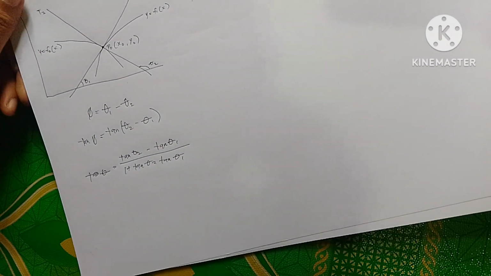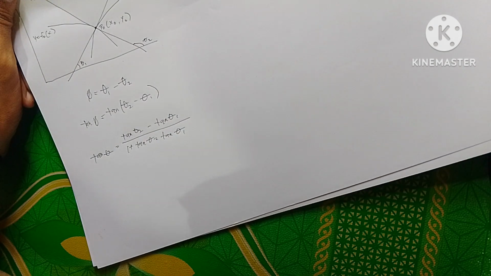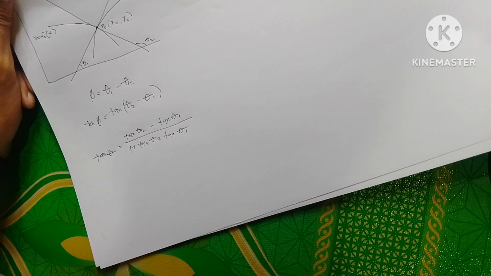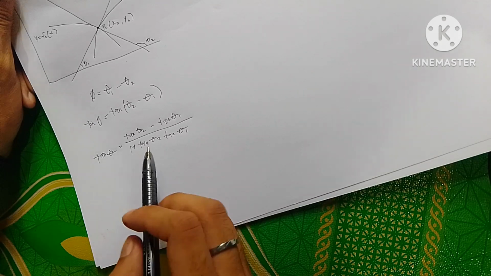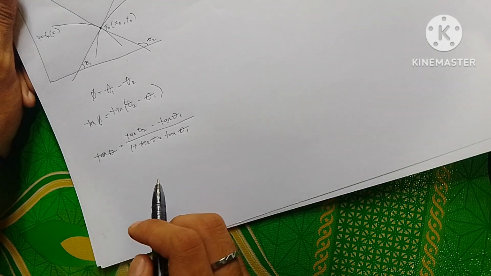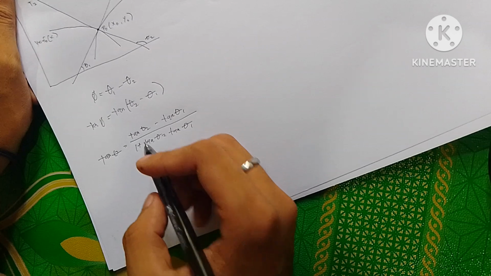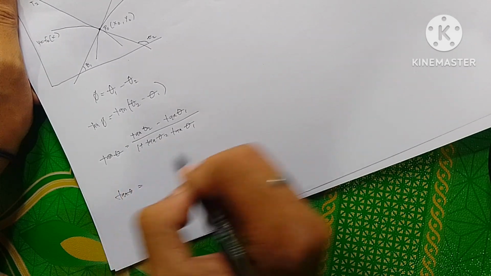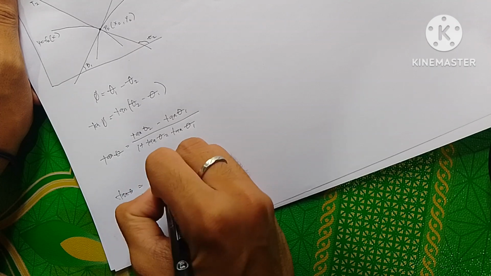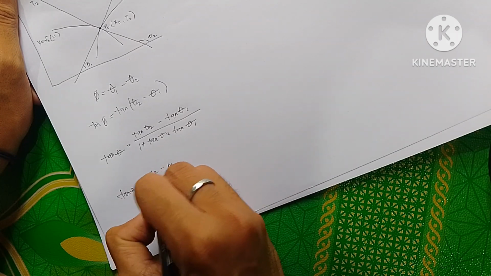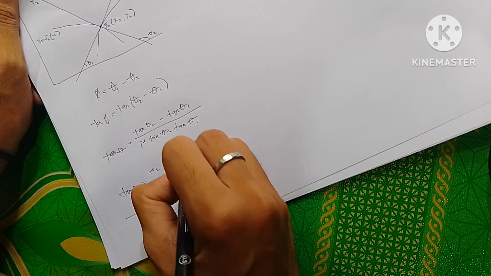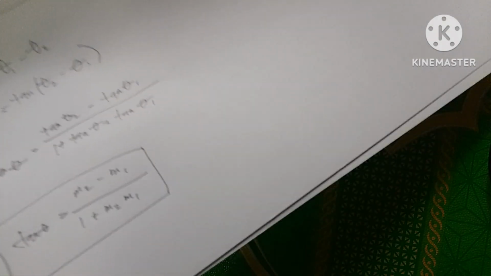So let m1 and m2 be the slopes of tangent 1 and tangent 2, respectively. We can substitute the slope into this formula, so it can be rewritten as tan theta equals m2 minus m1 all over 1 plus m2 times m1. So this is the formula that we are going to use.